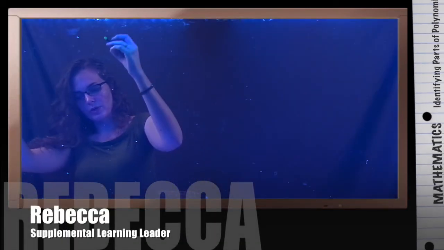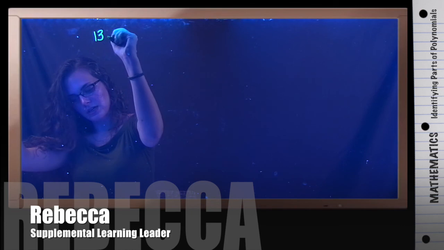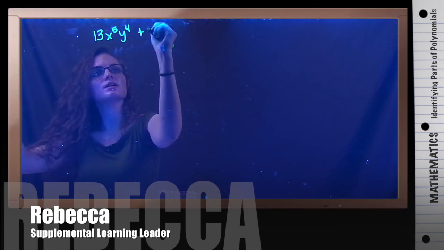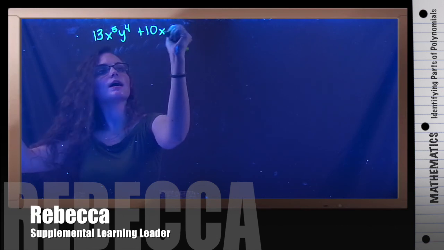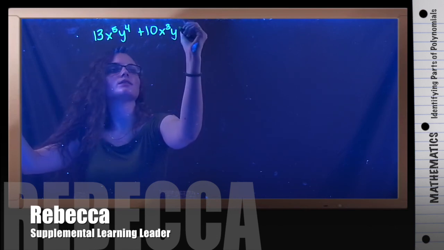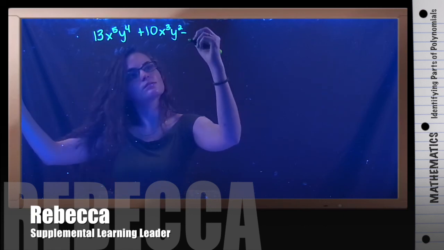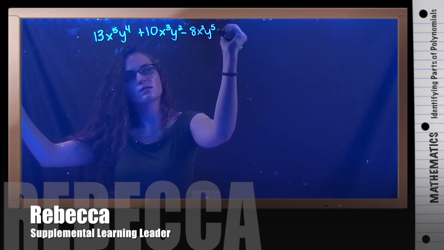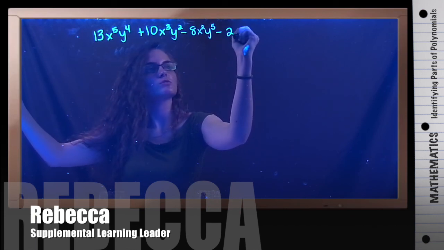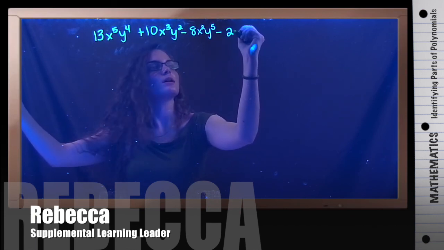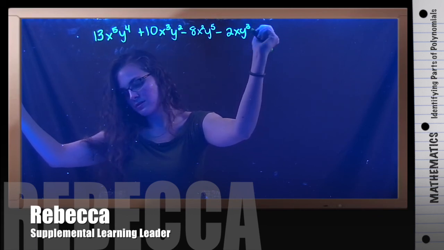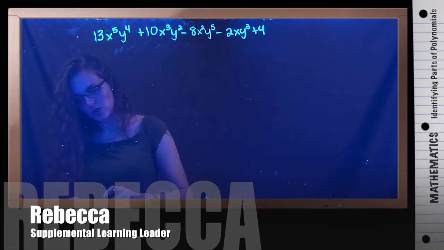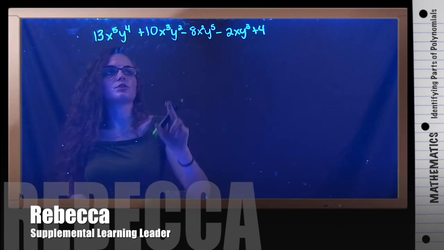In this example, we're given a polynomial: 13x^5y^4 + 10x^3y^2 - 8x^2y^5 - 2xy^3 + 4. We're asked to give the degree of each term.